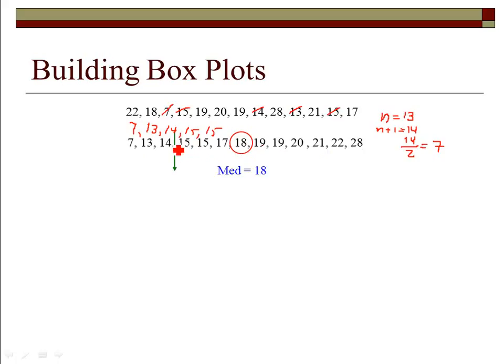So I just find the middle of 14 and 15. In that case, it's 14.5. Just add the two together, divide by 2. The third quartile will happen between 20 and 21. So that is 20.5. The other parts of our box plot come from our minimum value, which is 7, and our max, which is 28.